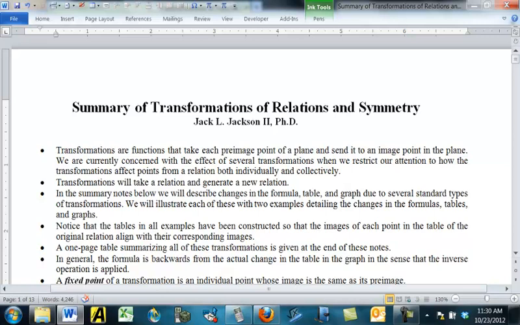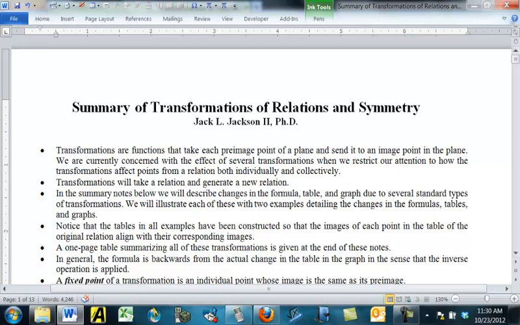The tables are lined up in such a way that pre-image and image points at the individual point level are lined up. So we see the pre-image and image on the same line in the corresponding tables. We have a one-page table summarizing all the transformations at the end of the notes. And in general, remember that we found that the formula is backwards from the actual change in the table and the graph, in the sense that the inverse operation is applied. So, for example, if you replace x by x plus 2, what we really do is add 2 to the x's in the table.